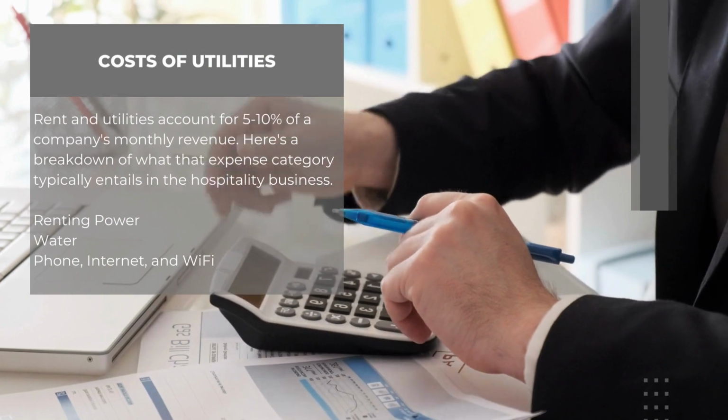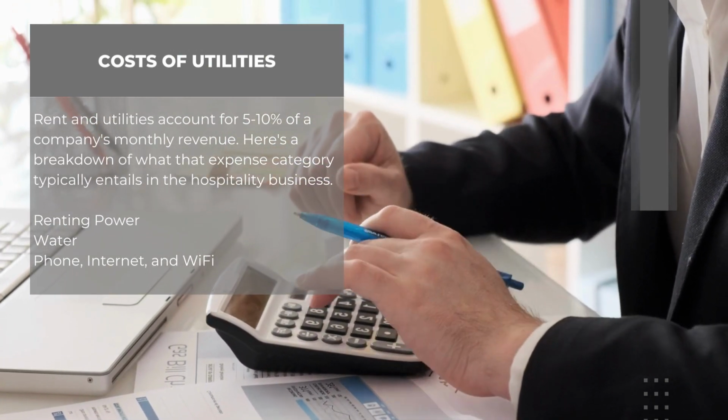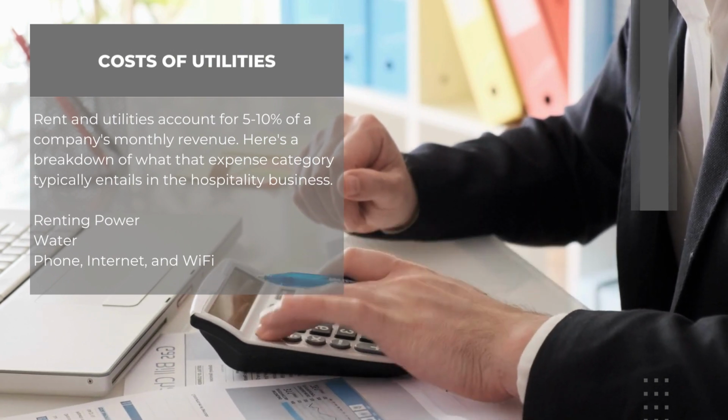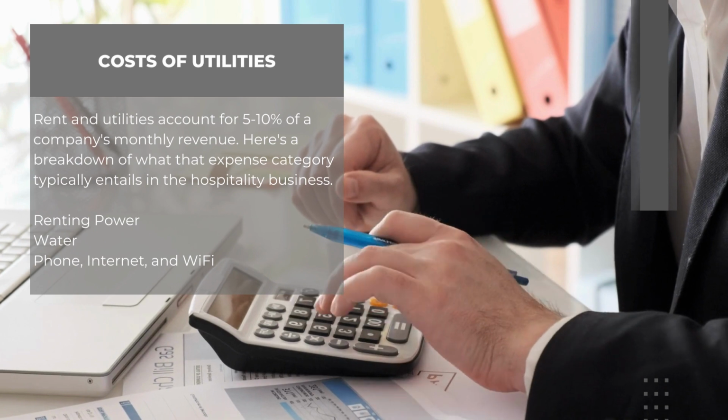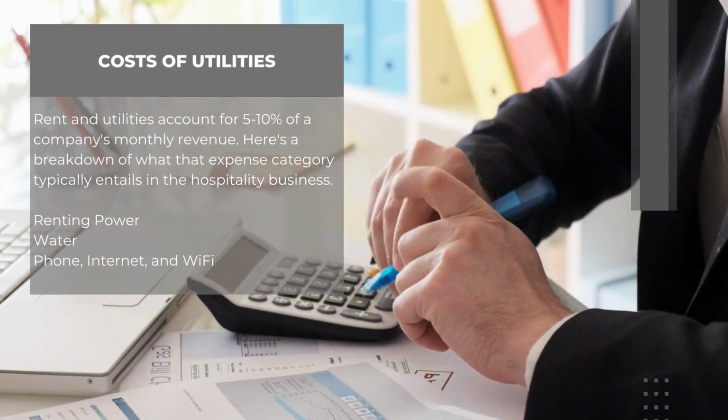Rent and utilities account for 5 to 10% of a company's monthly revenue. Here's a breakdown of what that expense category typically entails in the hospitality business. Rent, power, water, phone, internet, and Wi-Fi.